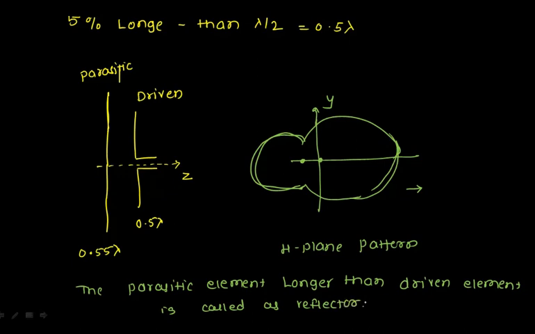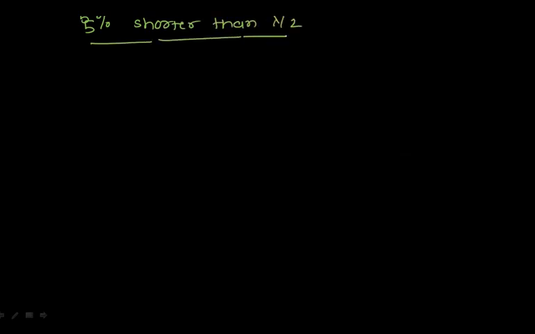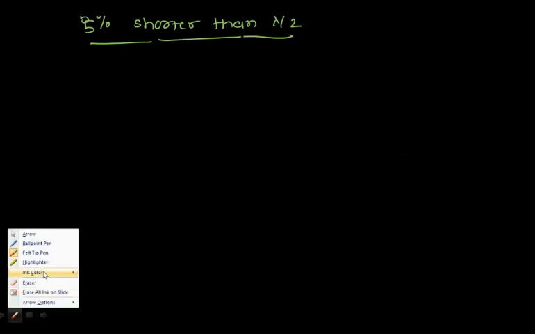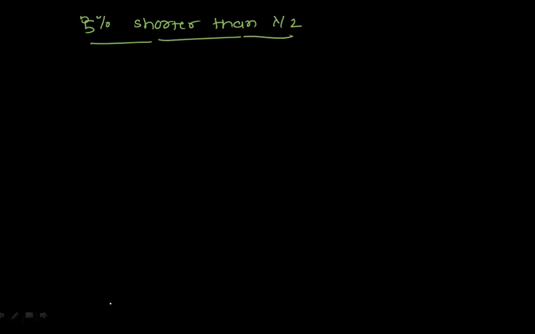Now, what will happen if I add one more element in this particular arrangement? Okay, so I have added another element. Here I'm taking another element which is 5% shorter than lambda by 2, and lambda by 2 is nothing but the feed element, the half wave dipole. If I'm taking this as lambda by 2, this is my driven element, and I'm placing another element here.